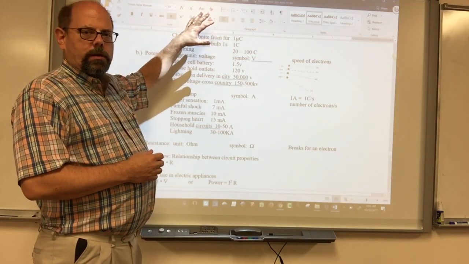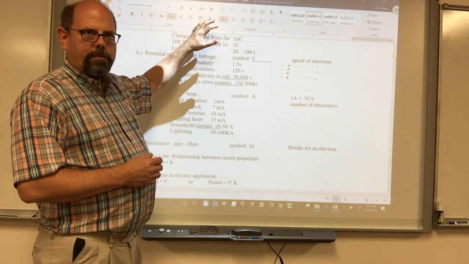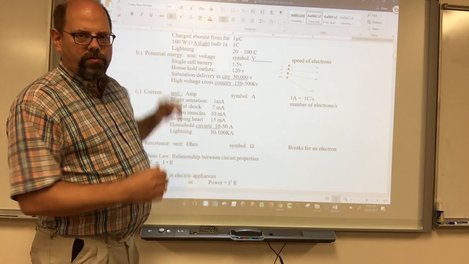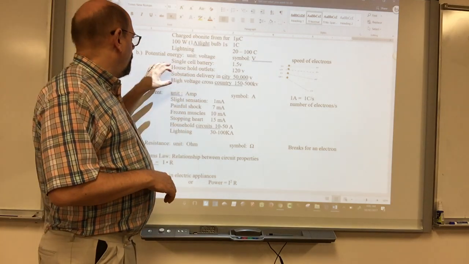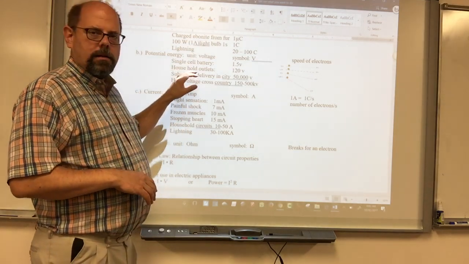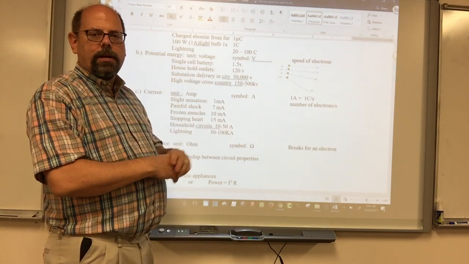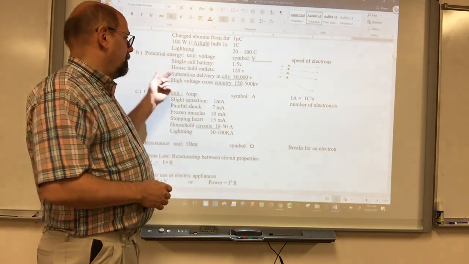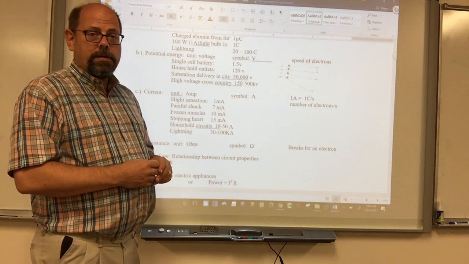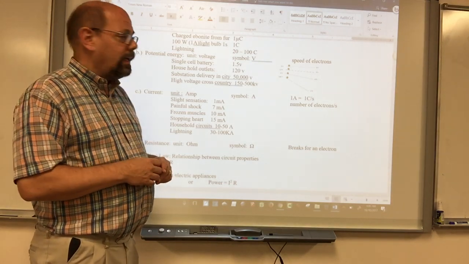So charge is going to be one symbol, one element of charge, and it's going to give the symbol Q in most formulas, a small q. Then how much energy does that electron have, or how fast will those electrons be coming through the circuit, is going to be measured by potential. Potential is going to give the symbol voltage, or V.